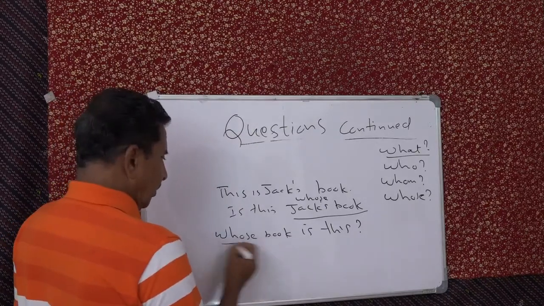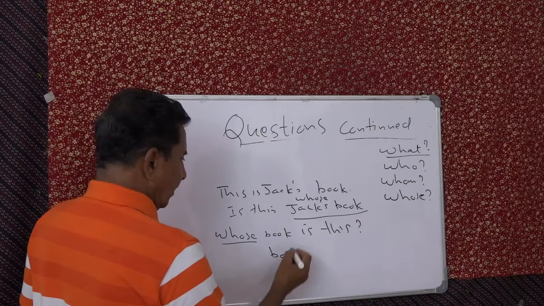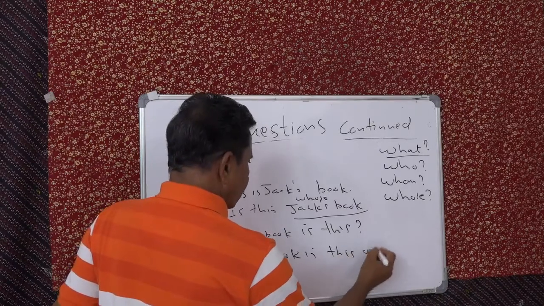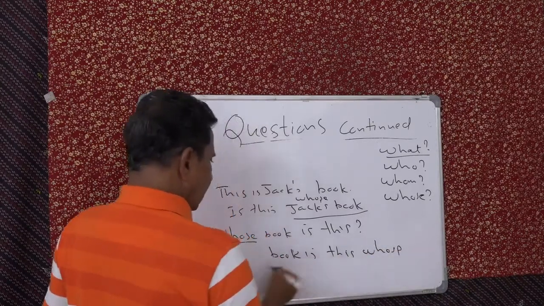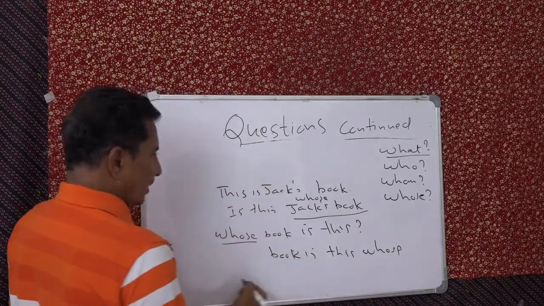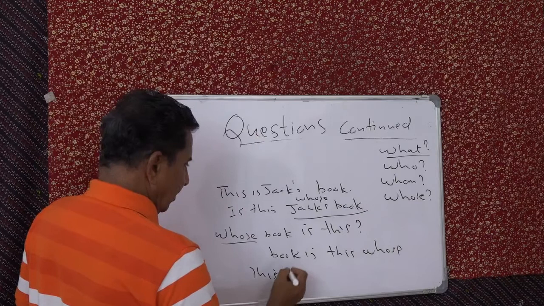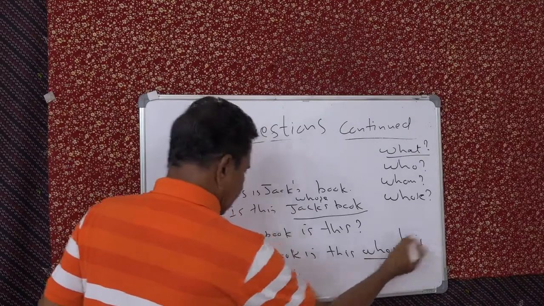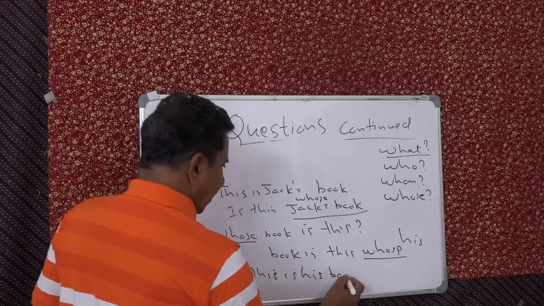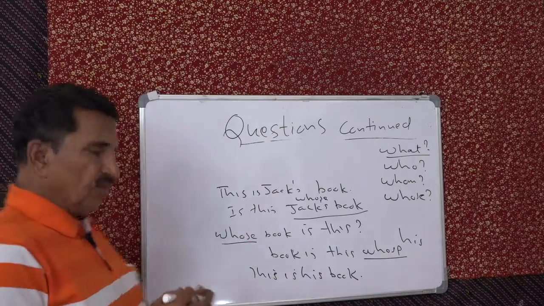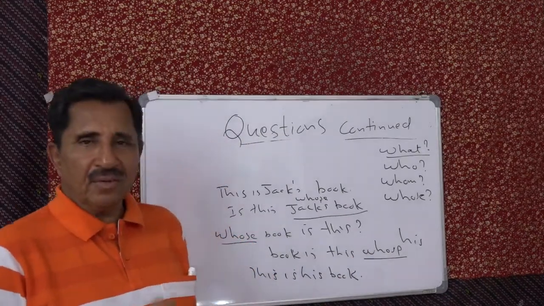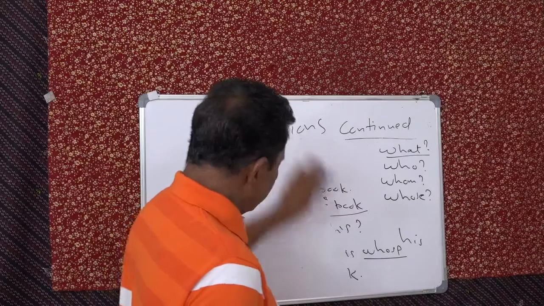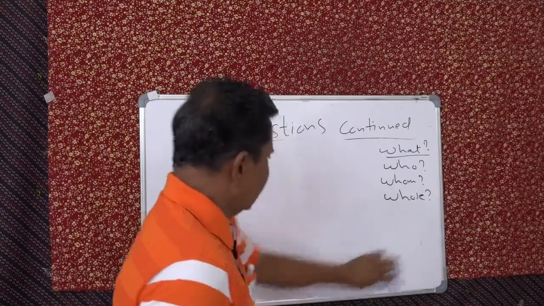How will you change it? Whose book is this? Inversion. This is whose? His. Anybody? His. This is his book. So both ways you can. You should be able to do both ways with ease, without any tension or difficulty. Okay? Now, let's take another question.